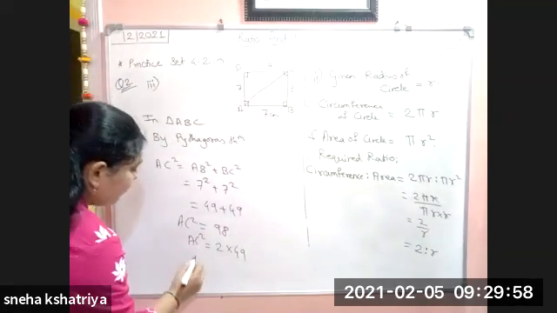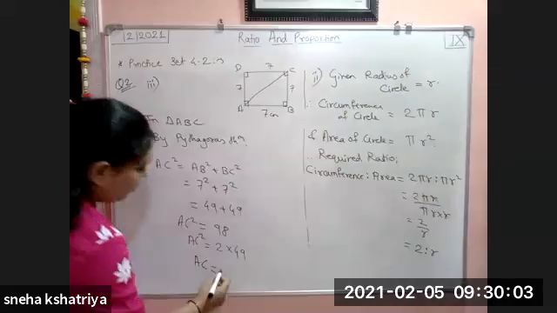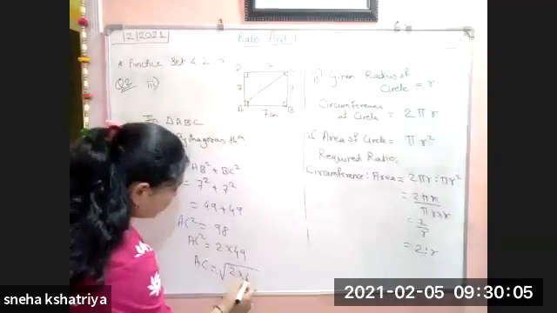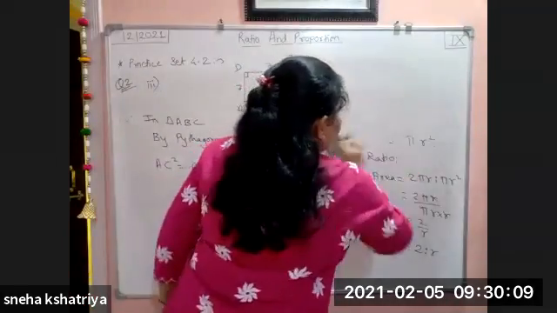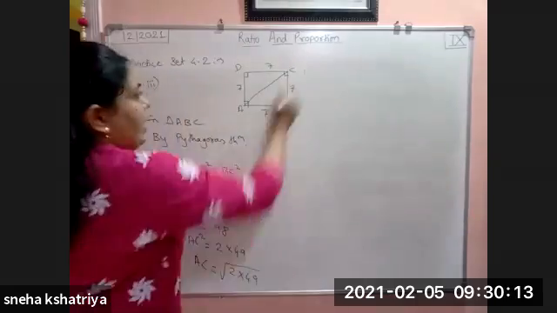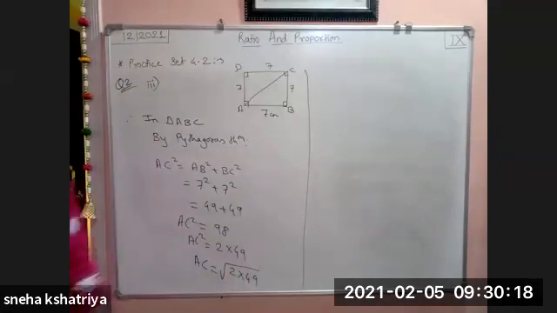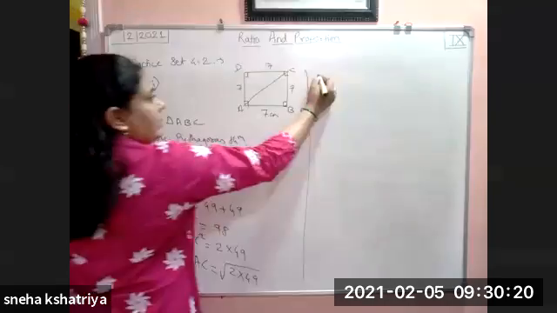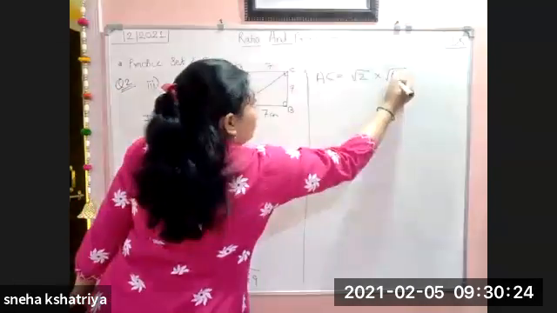AC square, because we need the value of AC. To find the value of AC, we took square root on both the sides. So square root of 2 into 49. Now, root can be separated in multiplication, division also. So here root 2 and root 49 will get separated. So we get AC is equal to root 2 multiplied by root 49.